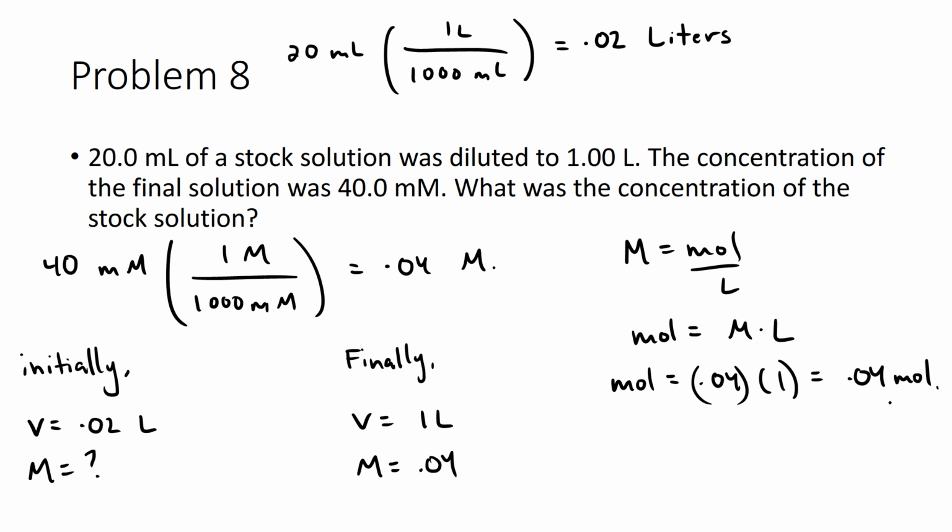And now we can use this number of moles and this volume to solve for the molarity of the initial concentration. So M is equal to moles over liters, which is going to be 0.04 moles divided by 0.02 liters. And the initial concentration of the solution is 2 molar.